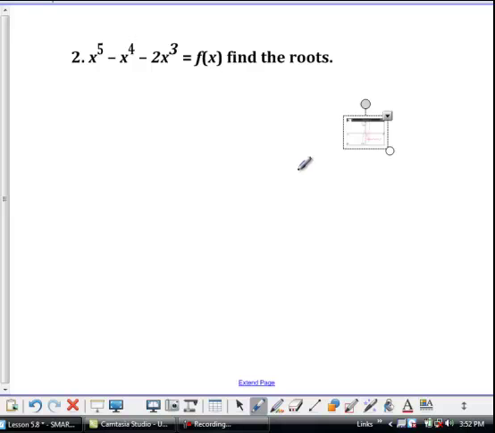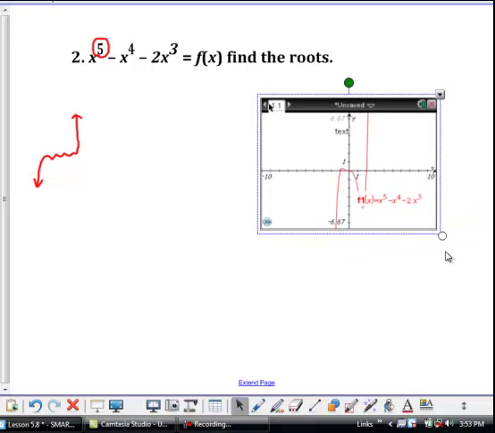Okay, find the roots. Once again, this is to the 5th power. So I know it's an odd power, so it's going to be 1 down, something going on, 1 up. Take out your calculator, graph it, and this is what it looks like.